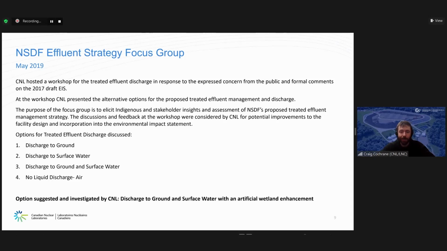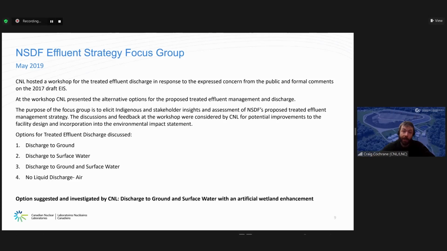The options that were discussed are pretty high level. We could discharge it to ground, which was the exfiltration gallery in the original design. A discharge to surface water, which would be something like Perch Lake, or a hybrid of the two, a discharge to ground and a discharge to surface water, which is ultimately what's in the design right now. And at these type of focus workshops, nothing is off the table. You want to look at everything and anything and get the best possible solution. So even things like a no liquid discharge, evaporation, and release into air, those types of options were brought up in that meeting.